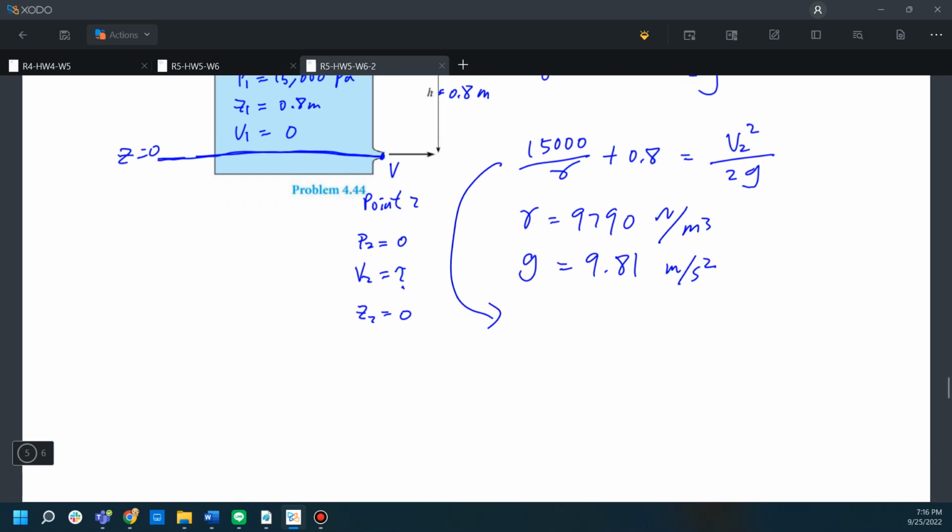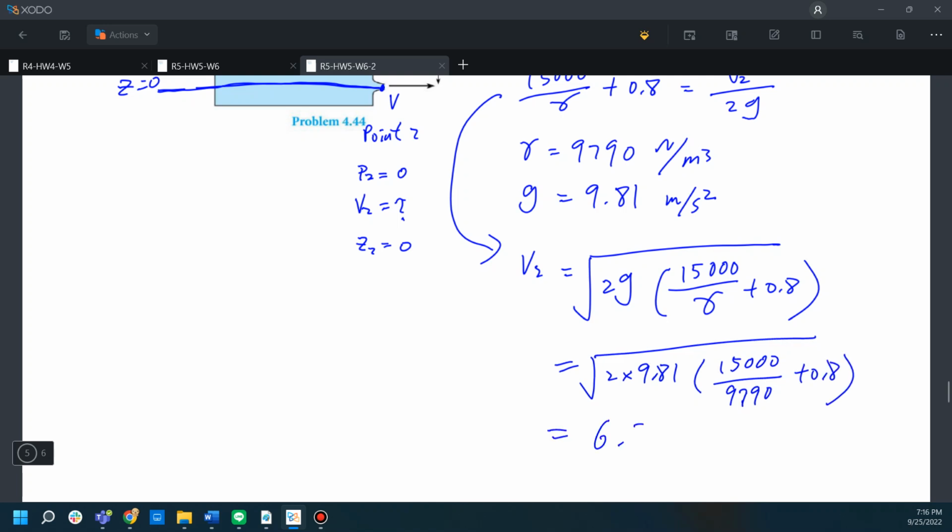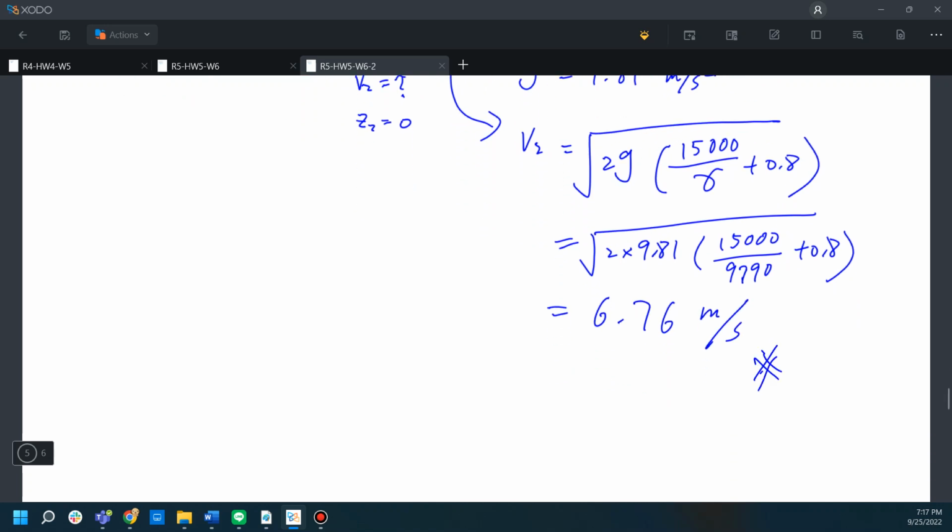Okay, so we reorganize this equation to isolate this V2, and it will look like this. 2g times 150,000 plus 0.8. Plug in the g and gamma. 2 times 9.81. We get 6.76 meters per second. Okay.